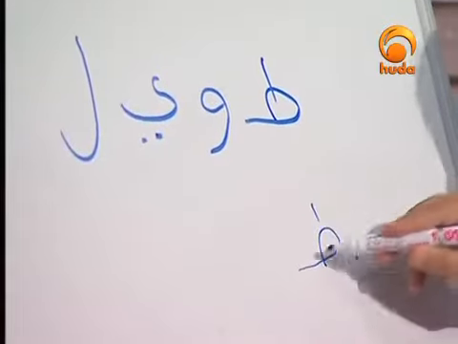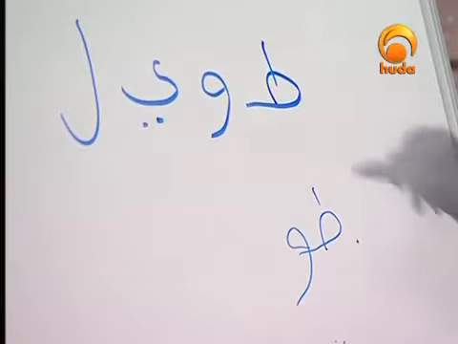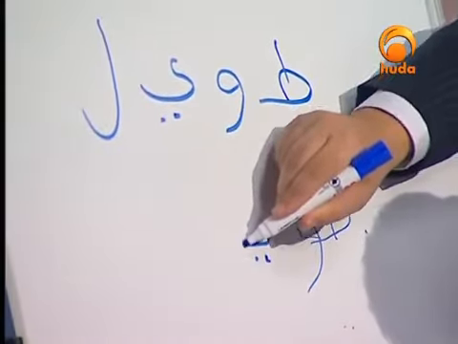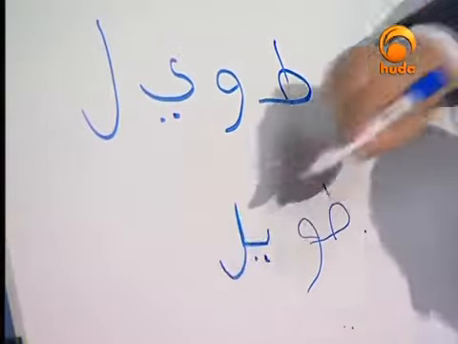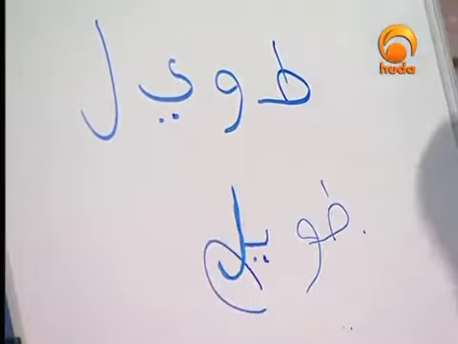I would combine ta with wa. And then we're going to make ya, combining ya here with lam. Here it is. In this way, we make a big tail. Can you see this? Yeah. That's my point.